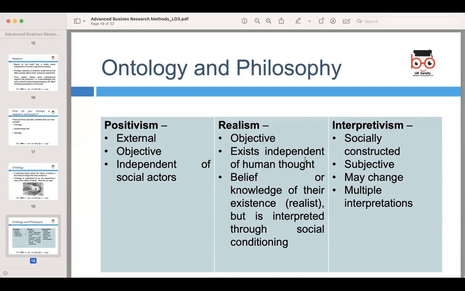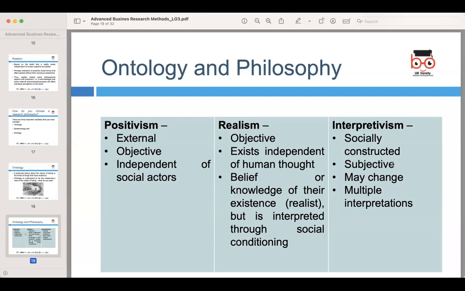So next is realism. This perspective also emphasizes objectivity. Realism states that things exist independently of human thought. In other words, the world and its phenomena exist regardless of whether we perceive them or not. Realists believe in the existence of objects, events, and facts that can be observed and studied.